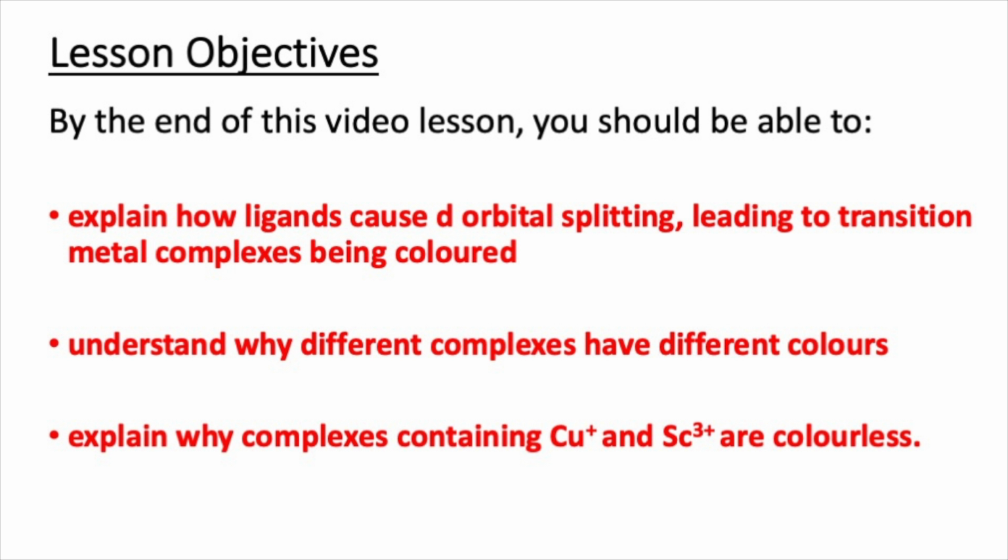By the end of this video lesson, you should be able to explain how ligands cause d orbital splitting, leading to transition metal complexes being coloured. You should also be able to understand why different complexes have different colours, and be able to explain why complexes containing the copper 1+ and scandium 3+ ion are colourless.